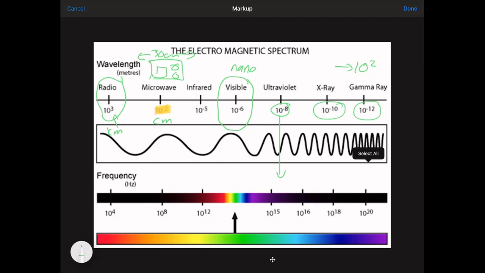Sorry, this is not a negative 8. Sorry, this is a positive 8. That's a positive 8 there. So it's going to go up to 10 to the 16, which makes sense because that's what they've told you over here. Yeah, so something that's very, very small on the wavelength scale is going to be very big on the frequency scale.